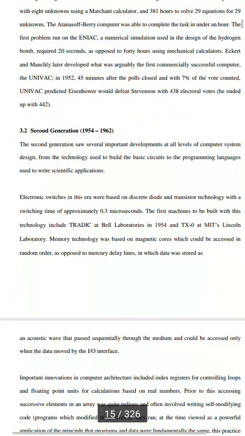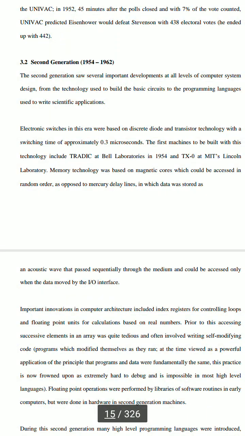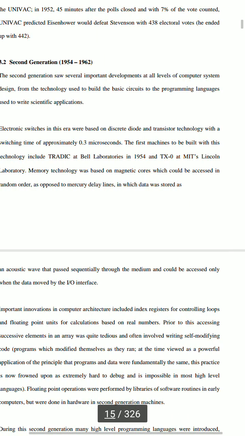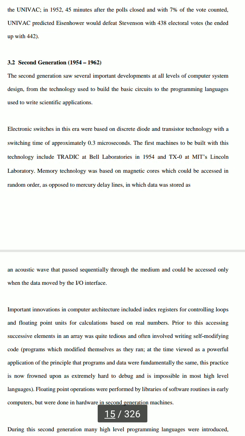Then moving over to the second generation computer, 1954 to 1962. The second generation computer saw several important developments at all levels of computer system design, from the technology used to build the basic circuits to the programming language used to write scientific applications. That is, in the second generation computer, these were made of electronic switches.